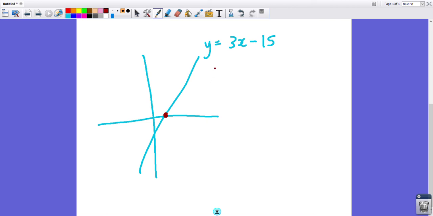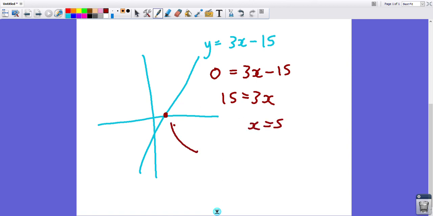So I'll say 0 equals 3x minus 15. Again, I'm solving a two-step equation. I'll add 15 to both sides, so 15 is equal to 3x, and therefore x is equal to 5. So this coordinate here will be 5, 0.